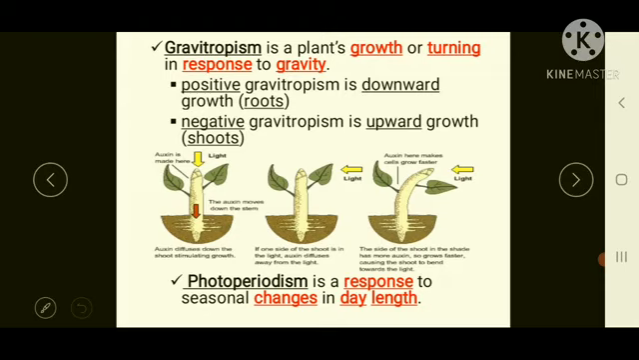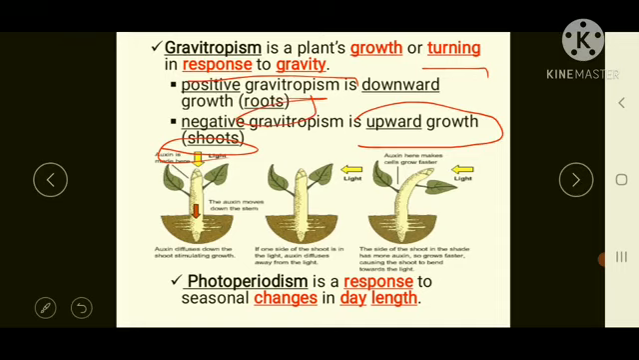Gravitropism. There are two types of gravitropism. Gravitropism is when the plant grows or turns in response to gravity. Here there is positive gravitropism and negative gravitropism. Negative gravitropism means upward growth, made by the shoots, while the root grows downward. In this case we can say it is positive gravitropism.